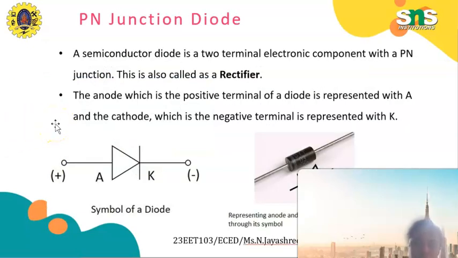PN junction diode. The semiconductor diode is a two-terminal electronic component with a PN junction. This is also called a rectifier. The anode, which is the positive terminal of the diode, is represented with the letter A, and the cathode, which is the negative terminal, is represented with the letter K. So this is the anode and the cathode. Okay.